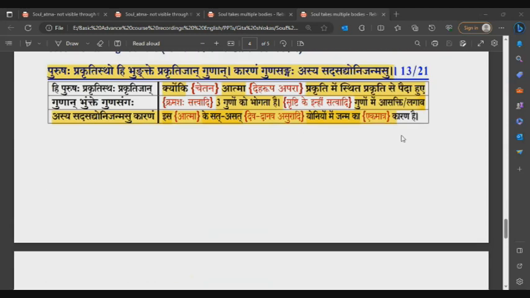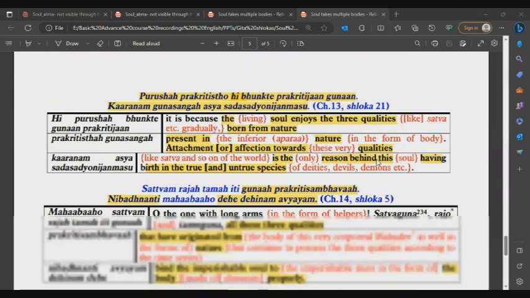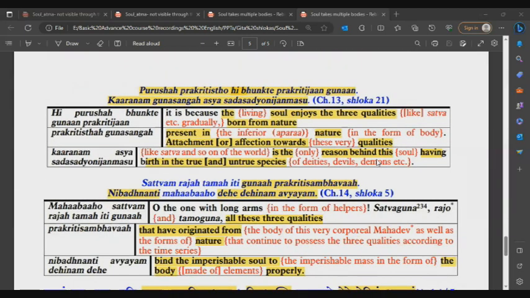Now, why do we take rebirth? There are direct slokas here. In the next recording, we are going to show you the Sattva, Rajo, Tamo gunas, which are indicated in this verse. In this verse, it says the soul is bound by three gunas when it takes a body. The soul enjoys the three qualities born from nature, present in nature. Attachment or affection towards the qualities is the reason behind having birth in good and bad species.